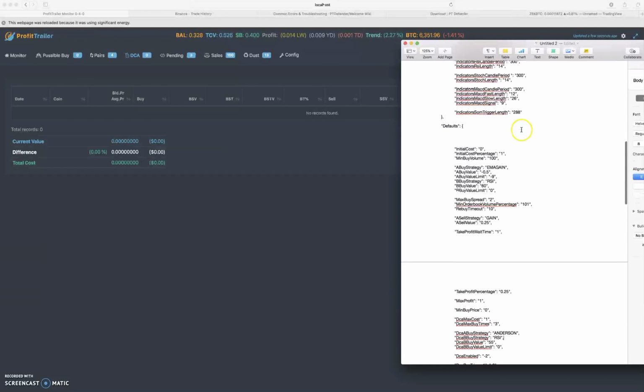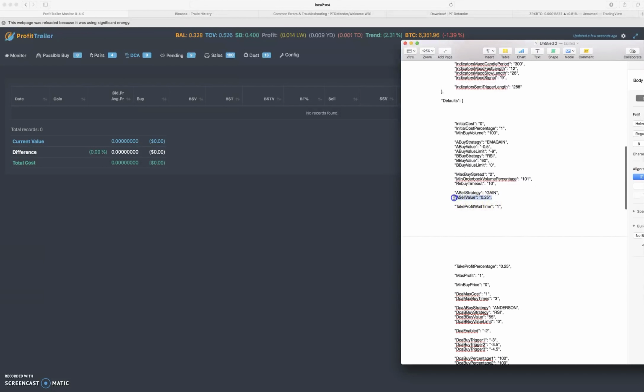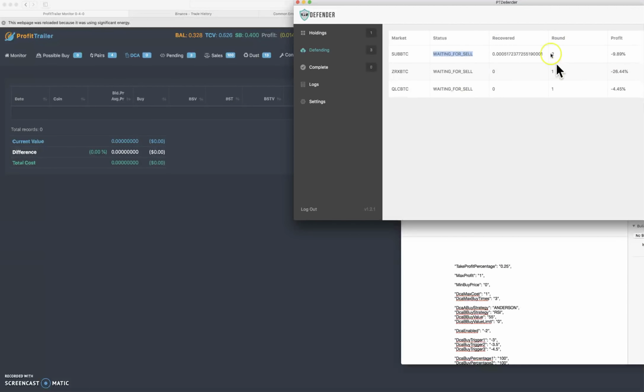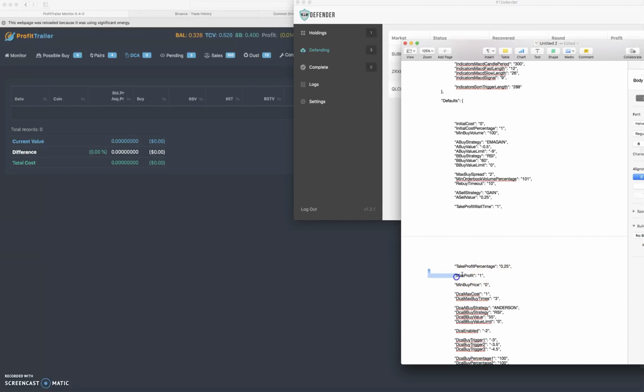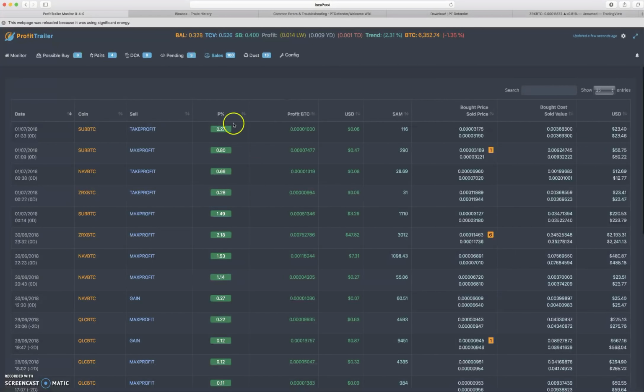I am using in my defaults a sell value of 0.25. And the reason I am doing this, and this may not be the best way to make a ton of profit, the reason I'm doing this is so that I can get through all of these bags as quick as possible. And I don't know for sure if this is the best way to use this product. I'm not sure. But I have noticed that when I use a max profit and I use a take profit percentage and I use a gain of 0.25%, I get a lot more sales.